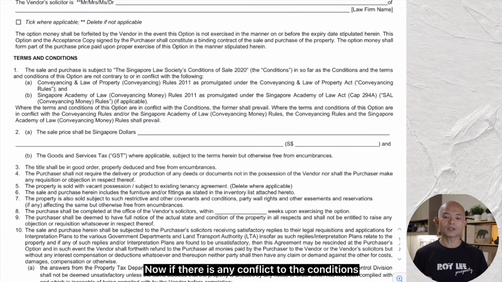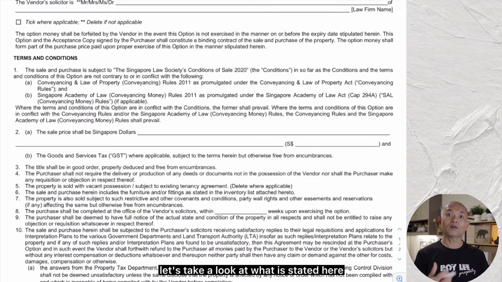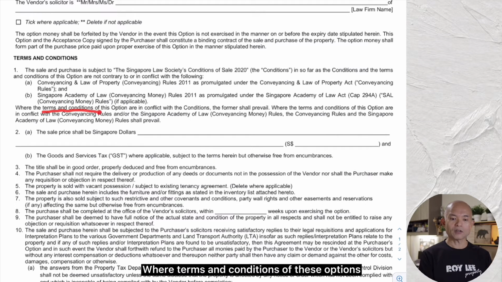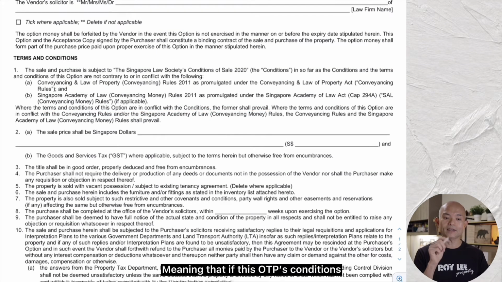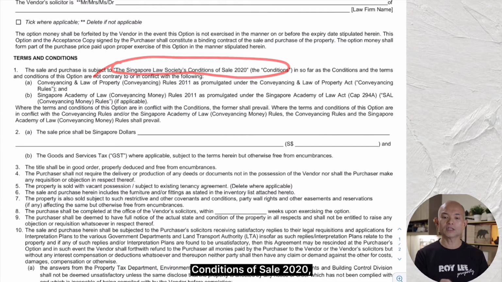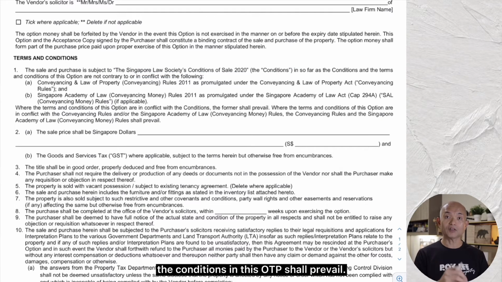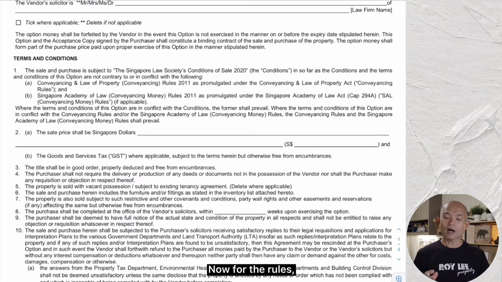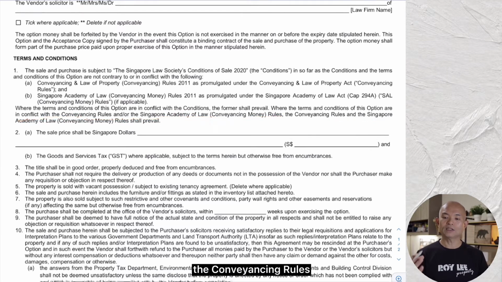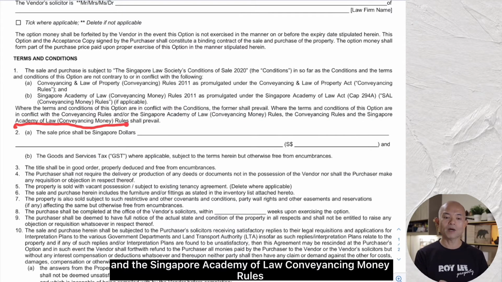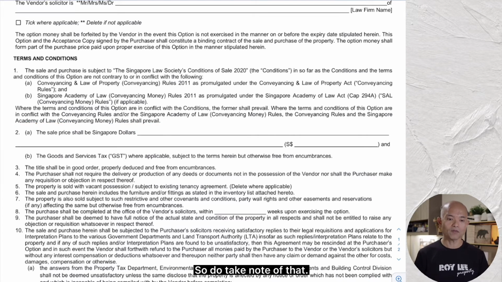Now, if there's any conflict between the conditions and the rules, let's take a look at what is stated here. Where terms and conditions of these options are in conflict with the conditions, the former shall prevail. Meaning that if this OTP's conditions are in conflict with the Singapore Law Society's Conditions of Sale 2020, the conditions in this OTP shall prevail. Now for the rules, let's take a look. Where the terms and conditions of this OTP are in conflict with the two rules, then both the Conveyancing Rules and the Singapore Academy of Law Conveyancing Money Rules shall prevail. So do take note of that.